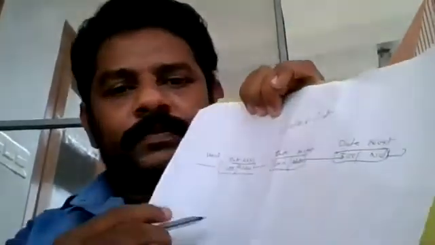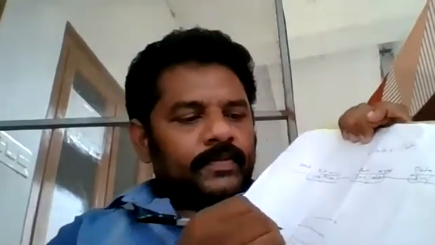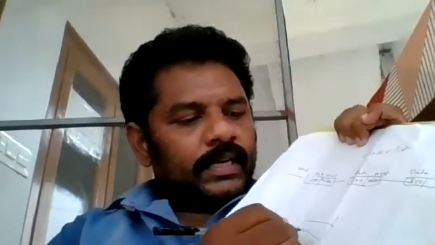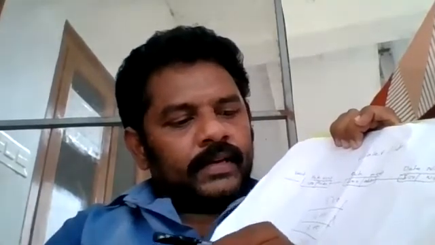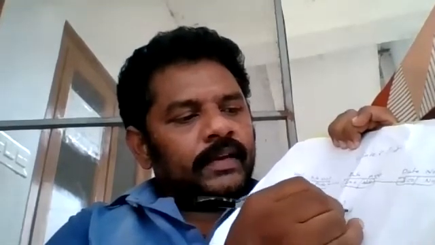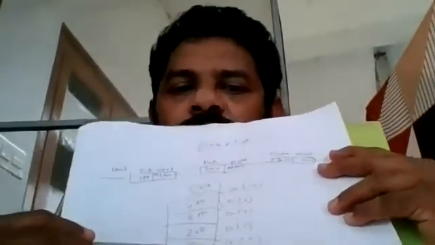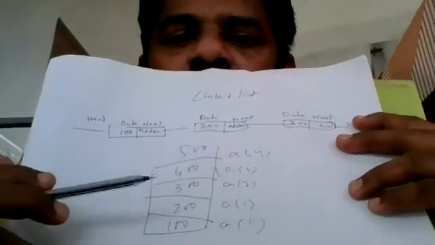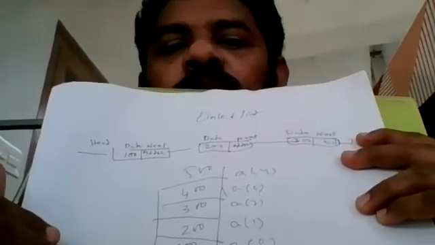Stack means a collection of elements. For example, here 100, 200, 300, 400, 500 at A of 0, A of 1, A of 2, A of 3, A of 4. A stack is a collection of items into which items may be added or deleted at one end only, called the top of the stack.